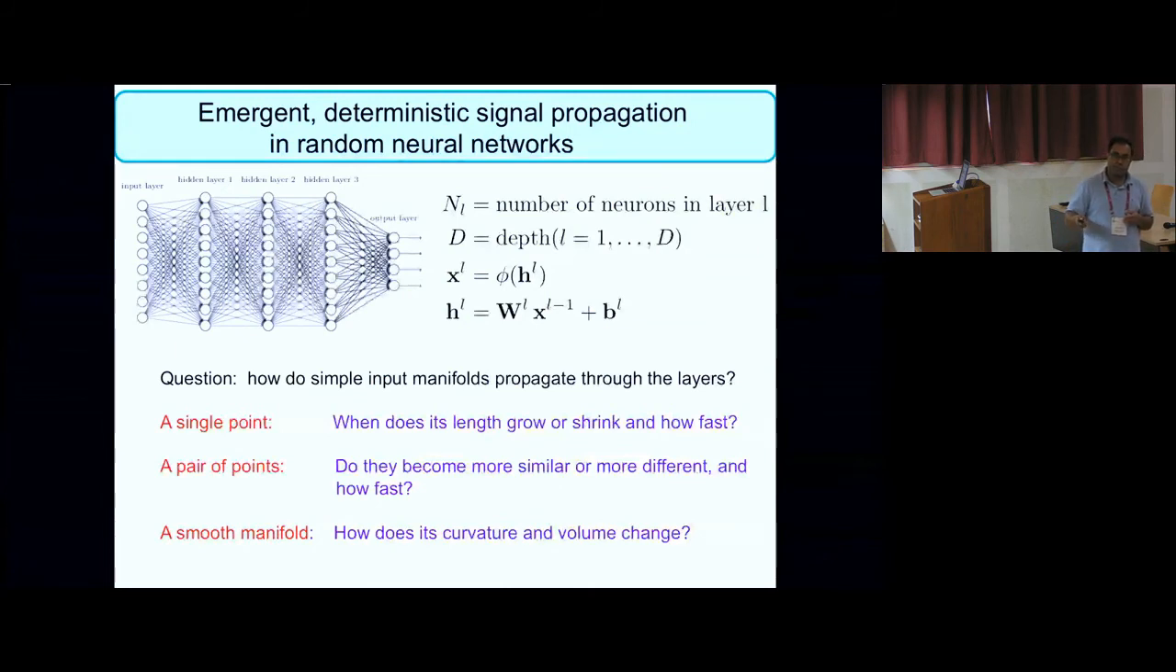What I'm going to show you is that for random neural networks, the curvature and volume of a smooth manifold can grow exponentially, but it cannot for a shallow network. That's where we're headed.